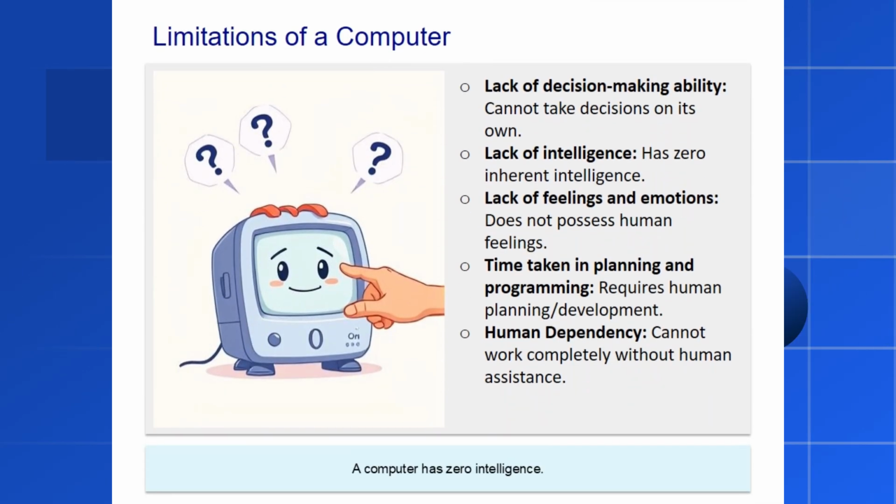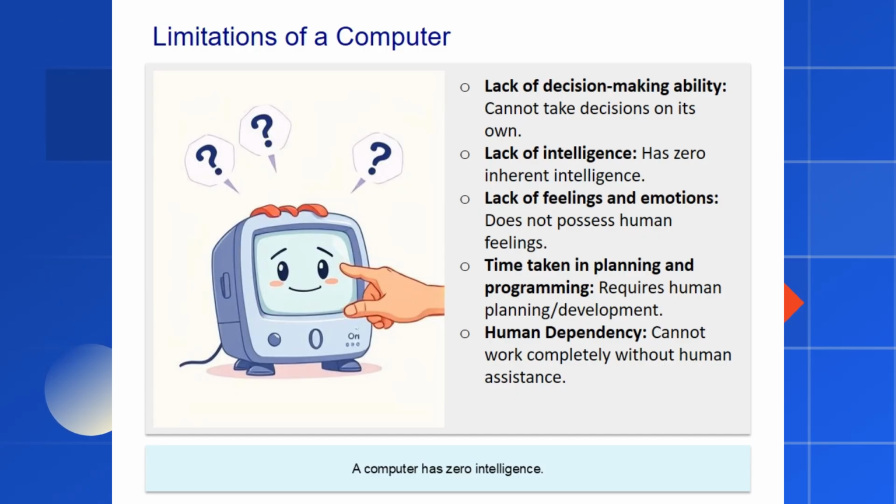Even though computers are amazing, they do have some limitations. Firstly, they have a lack of decision-making ability. Unlike us, computers don't have a brain and can't make choices on their own. They only do what they are told. This also ties into their lack of intelligence. Computers have zero inherent intelligence and only work based on human instructions.